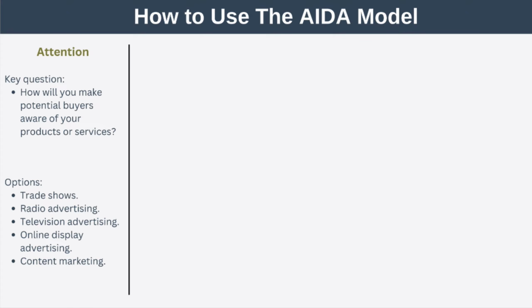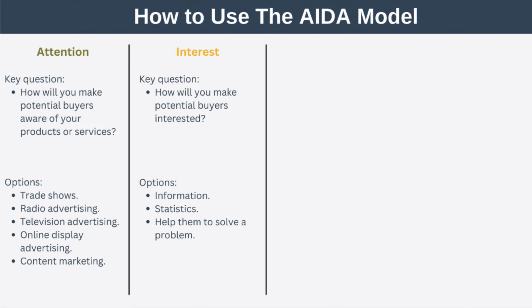You can do this in many ways, including attending trade shows, radio advertising, television advertising, online display advertising, and content marketing. In the second step of the model, interest, the critical question you need to answer is, how will you make potential buyers interested? Your goal in this step is to establish trust and engage your prospects so they're interested in moving to the next step.